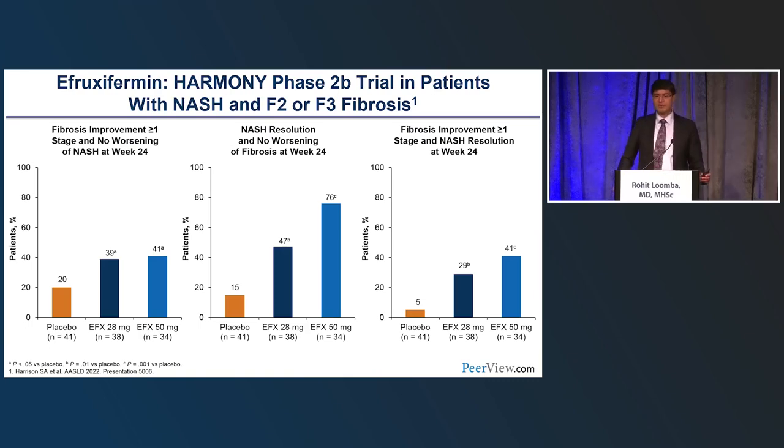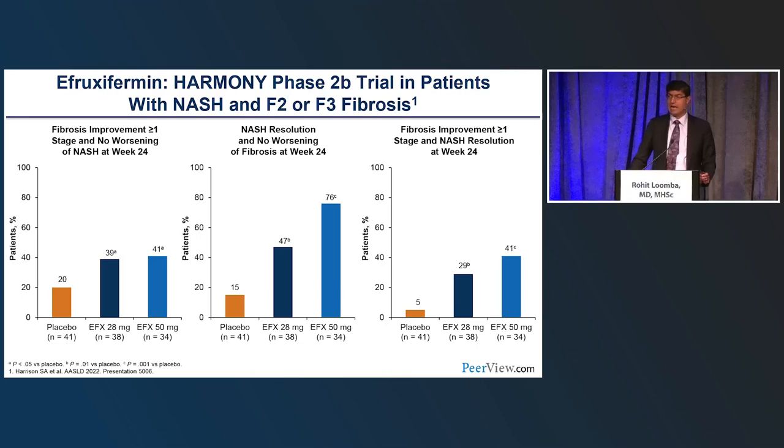This is looking at efruxifermin, which is a pegylated form of FGF21. To the left, I'm showing you fibrosis improvement at 6 months by one stage with no worsening of NASH, 41% on efruxifermin 50 milligram dose sub-Q versus 20% on placebo. NASH resolution was significant at 76% with the 50 milligram dose versus 47% at 28 milligram versus 15% on placebo.